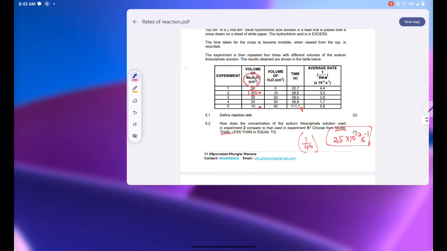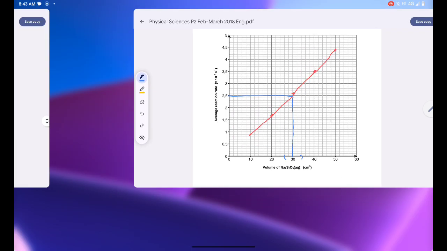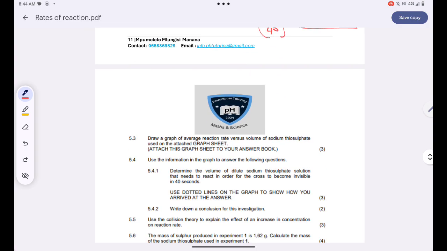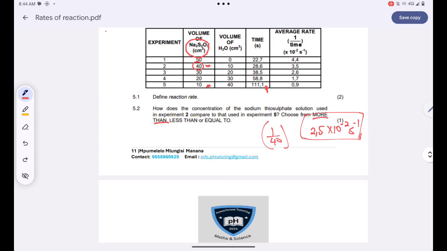So I must go to 2.5 and then check the corresponding volume. Let me use a different color. 2.5 is somewhere here, and then the corresponding volume is there. So anywhere between 30 cubic centimeters, anywhere between these points over there. So I'll just choose 30. So the volume will simply be 30 cubic centimeters.